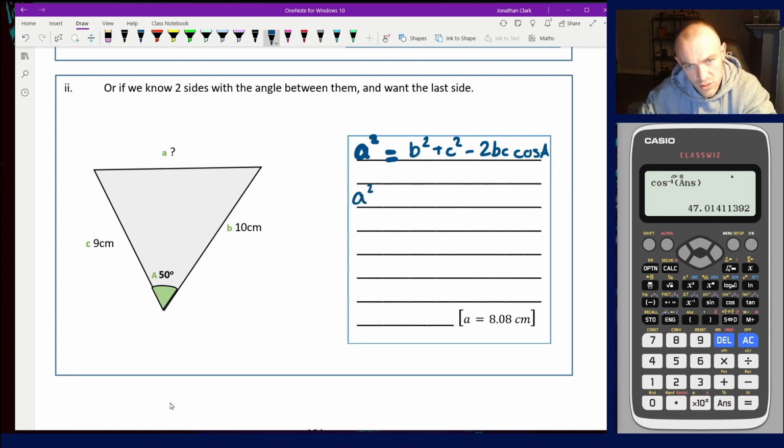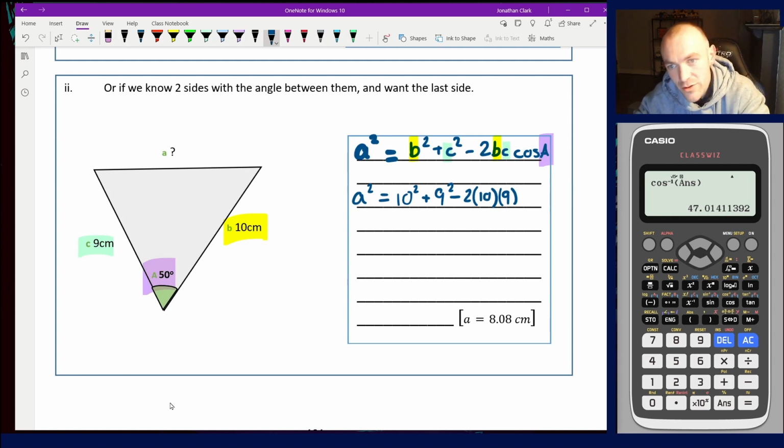And a squared, a is the quantity I do not know. I'm going to replace b. And I'm also going to replace c. I'll tell you what, I'm going to write it all in one line here. Let's replace capital A while we're at it. Let's just do it all in one go. So it's going to look like this. B squared, it's 10 squared. C squared, that's 9 squared. 2 times B times C is going to be 2 times 10 times 9. And cos of A is going to be cos of 50.